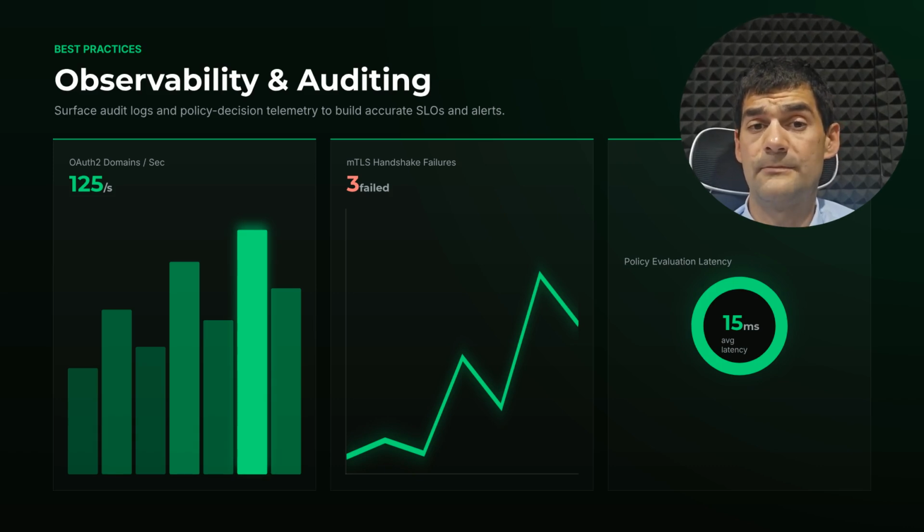Three metrics I'd watch. Authorization denials per second. How often policies are blocking requests. mTLS handshake failures. When services can't authenticate to each other. And policy evaluation latency. How many milliseconds your engine takes to decide, so performance doesn't quietly degrade.